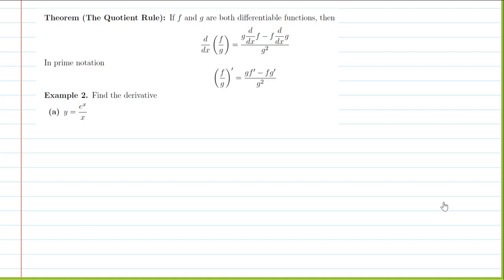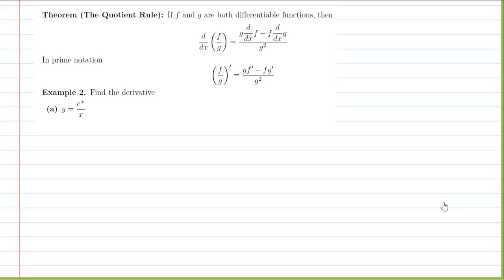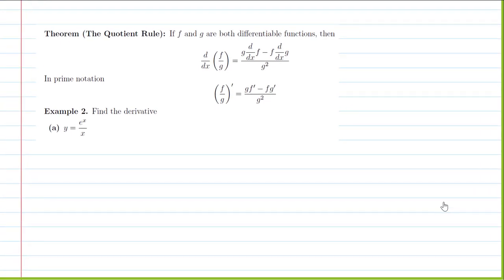So when we're going to use our quotient rule, we're going to do the same thing that we were doing before. Let's identify our f, and let's identify our g. So f is going to be e to the x, and g is going to be just x. We then calculate our appropriate primes. So f prime is e to the x, and g prime is going to be 1.